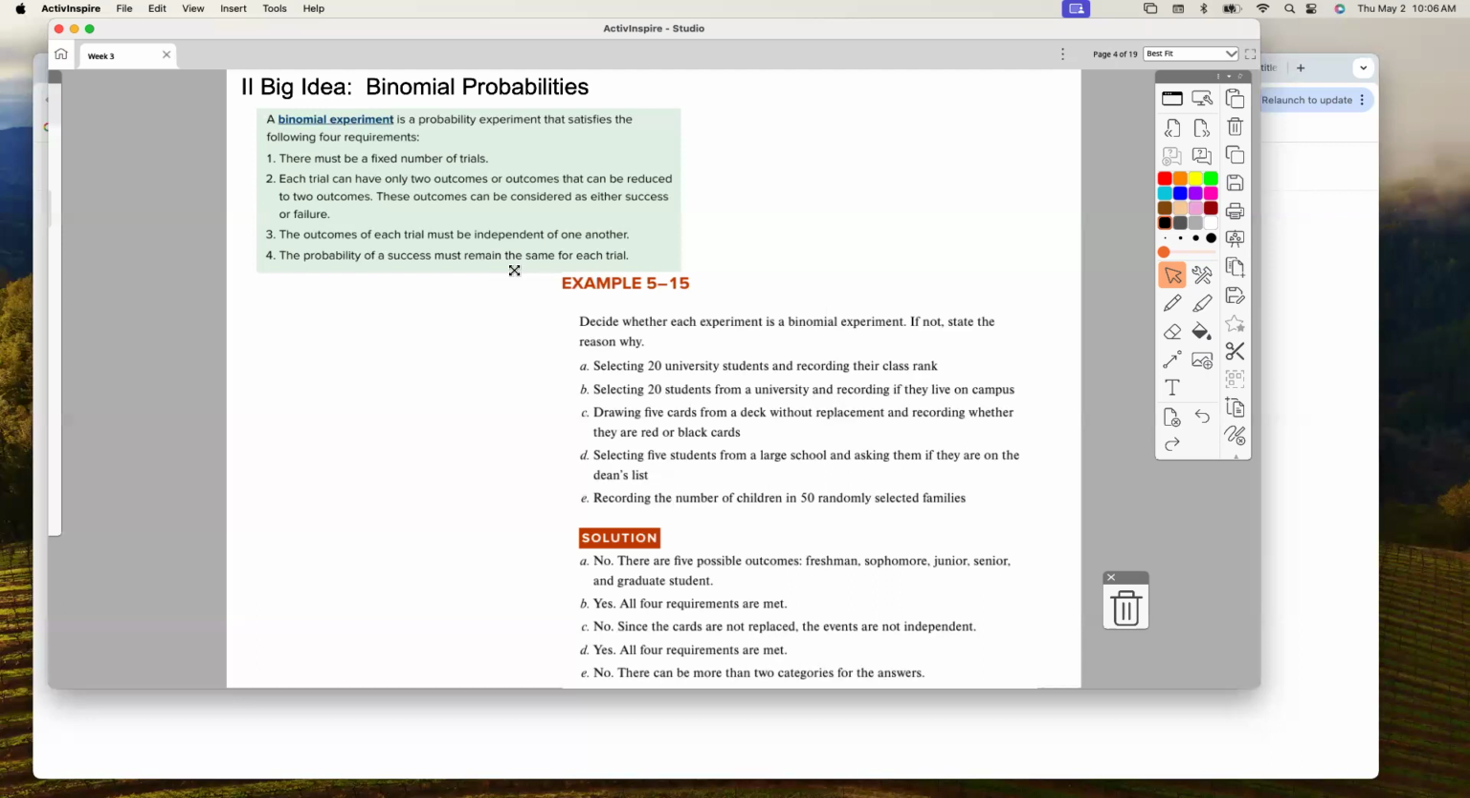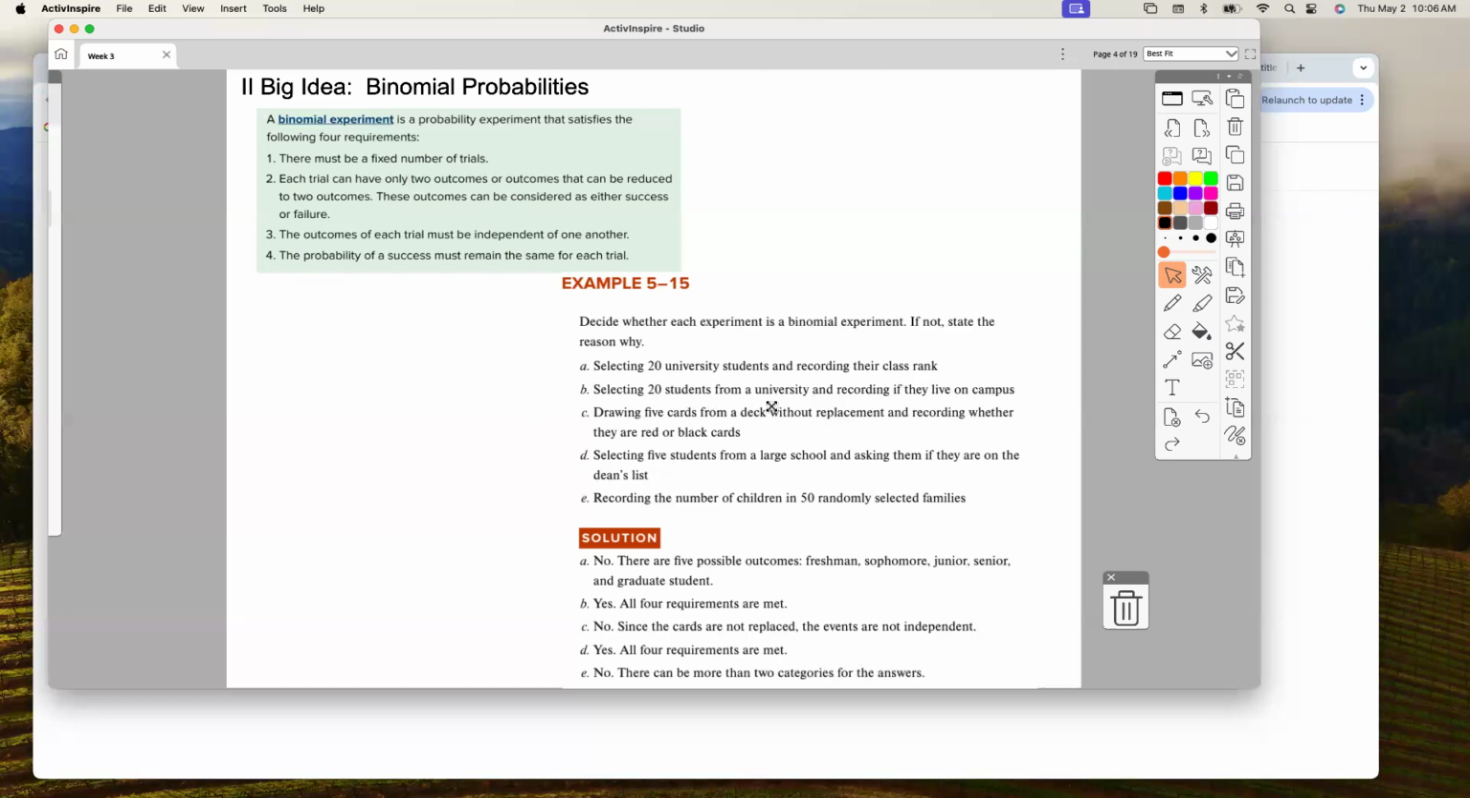So you can see here there's an example from your textbook that goes through all the criteria and tells whether or not all four are satisfied. Is this an experiment selecting 20 university students and recording their class rank? Here we can see that obviously there are 5 possible outcomes, which violates criterion 2. And again, all 4 of these have to hold, so if one of them doesn't hold, there's no sense in checking the other ones.